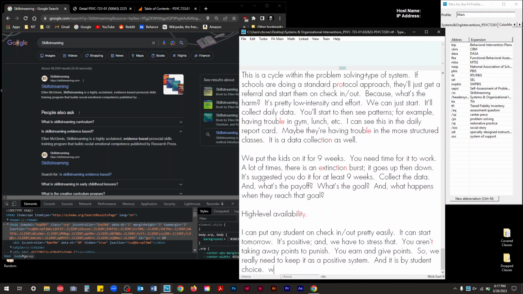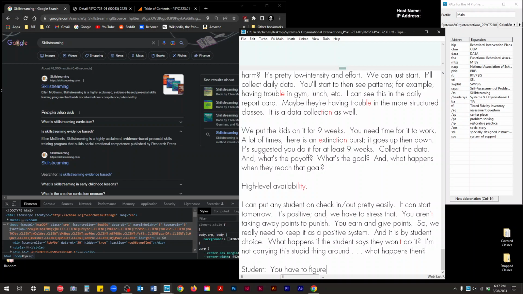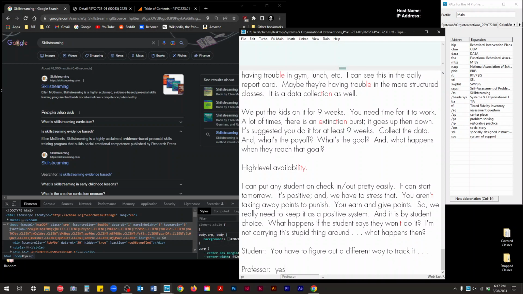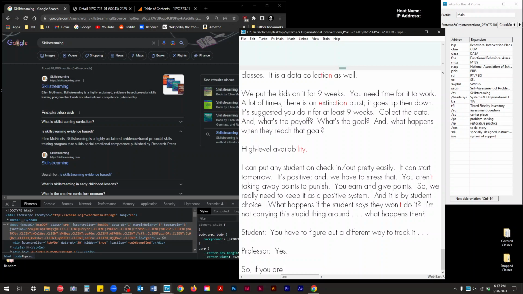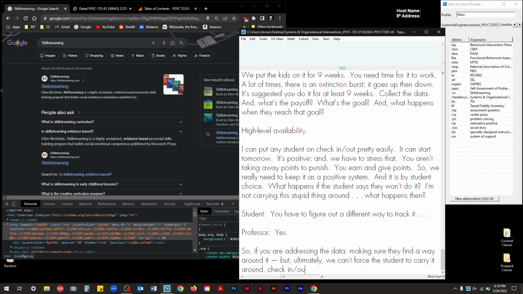So what happens if a student says, I'm not carrying this stupid thing around? What happens then? You have to figure out a different way to try and track it, so you can get the data for the stakeholders. If you're interested in getting the data, make sure you find a way around that. But ultimately, we can't force a student to carry it around. We can't force a student to check in and out with you. So there is some limitation in that regard.